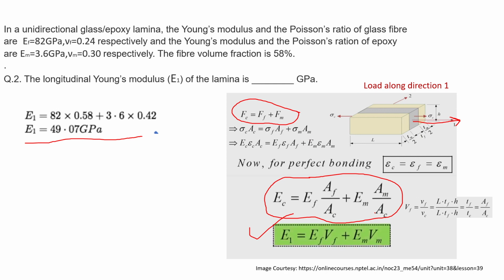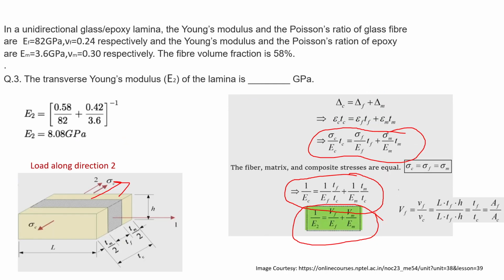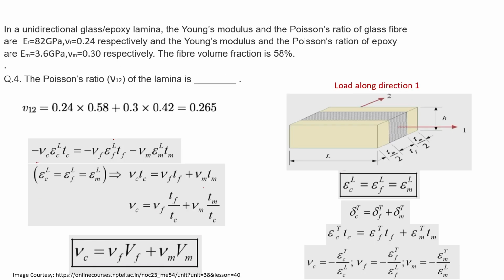In the previous one they were asking for longitudinal, and the longitudinal equation is like this, whereas for transverse the equation becomes this. So these are the two kinds of equations which consider the engineering constants and the volume fraction to find the final engineering constant of the composite. Putting this equation to use, with the values already given of Ef and Em and the fiber volume fraction, from which we can get the matrix volume fraction, we can get the final value of E2. This will be the transverse Young's modulus.